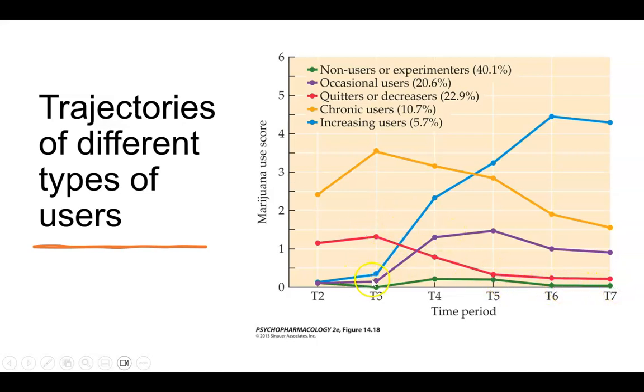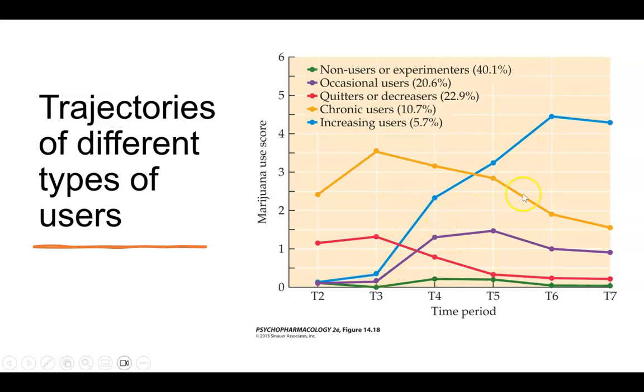Here we have occasional users in purple. You can see they start out low. Most of them tend to start in young adulthood, and then they drop down lower. We have quitters. These folks started in adolescence and then later quit, or decreasers. We have chronic users. These are people who started in adolescence. They don't use as much as they did in adolescence, but you can see that they're still using more than the other groups.